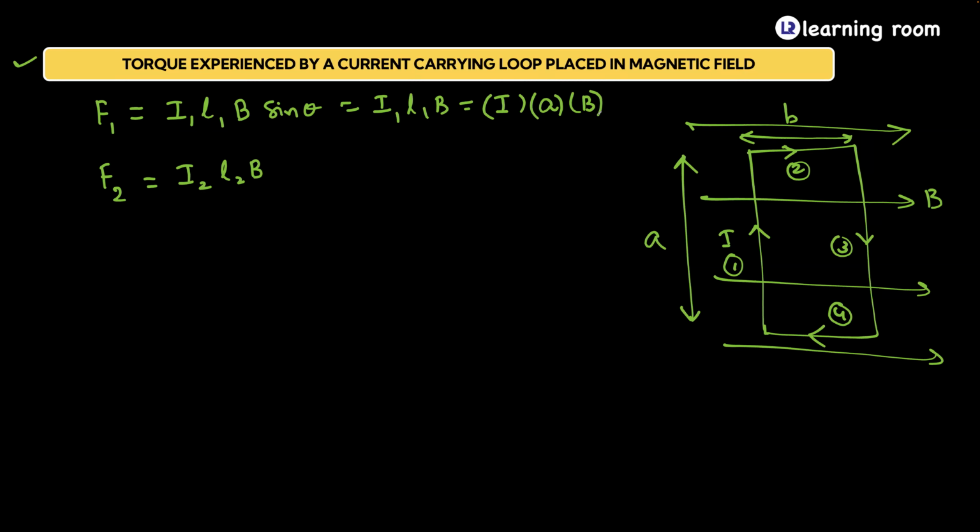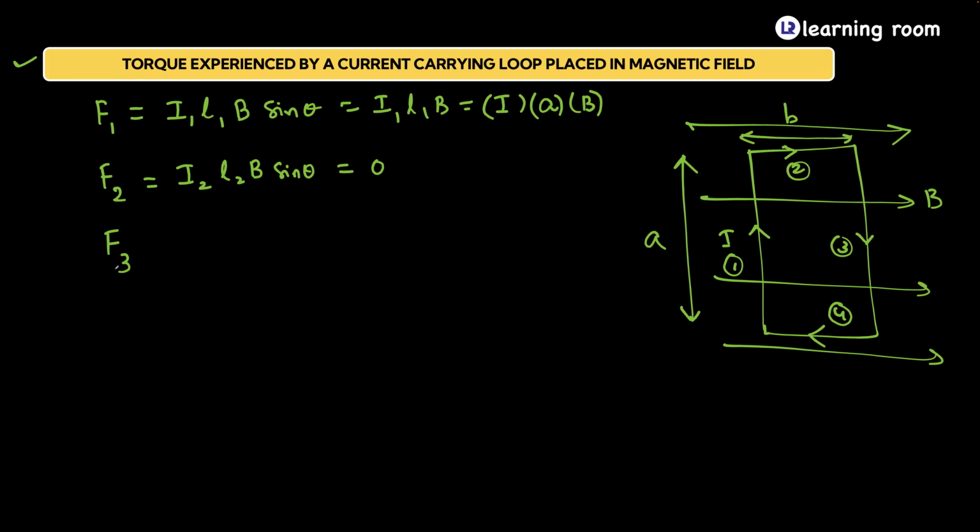So what about the second case? I2 into L2 into B sine of theta. So the angle is going to be, this is the direction of current, this is the direction of magnetic field. The angle between them is 0. So since it is 0, the force experienced by the second conductor will be 0.